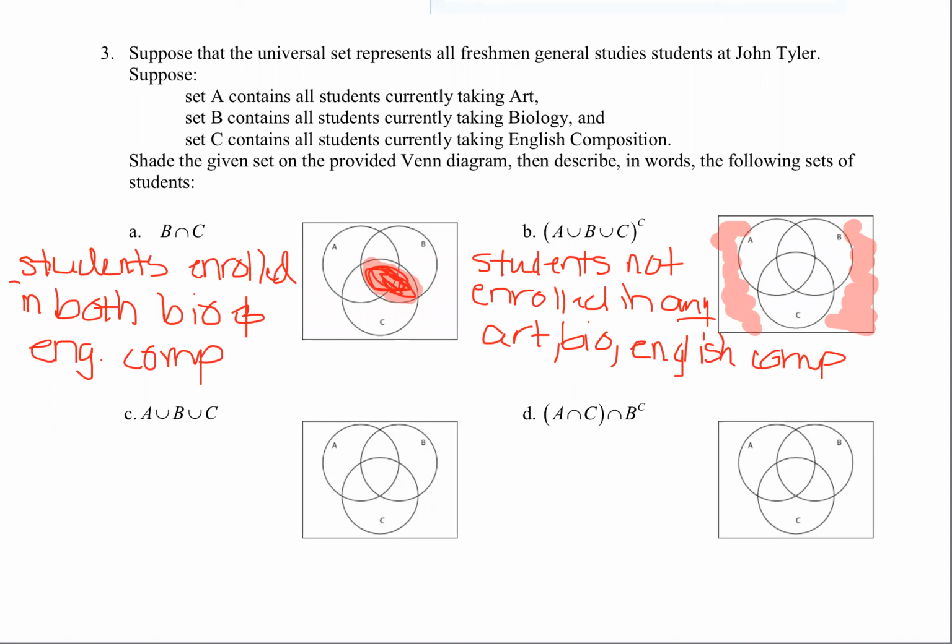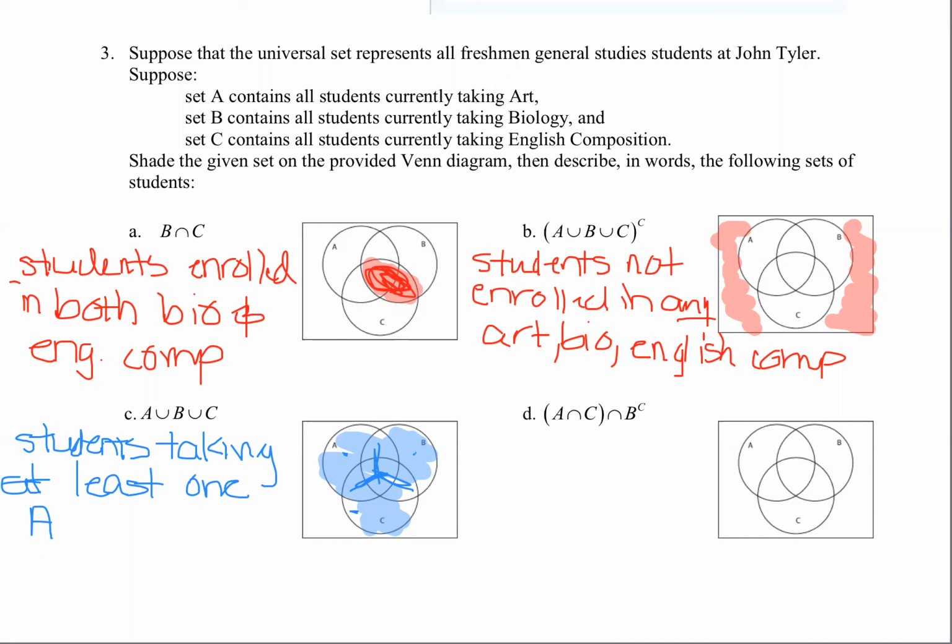Switch to a different color here. A union C union B is now this big part here. So that represents students taking at least one. And they only have to be taking one. They could just be taking art, just be bio, just be English comp. They could be taking any combination of two, or they could be taking all three. So this is students taking at least one art, bio, English comp. Contrast that with B, where they were not enrolled in any of them.